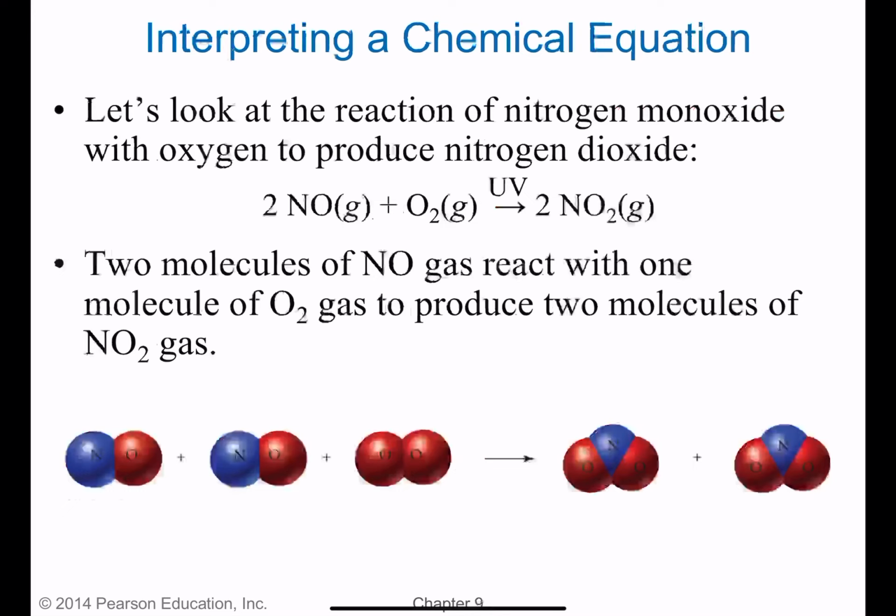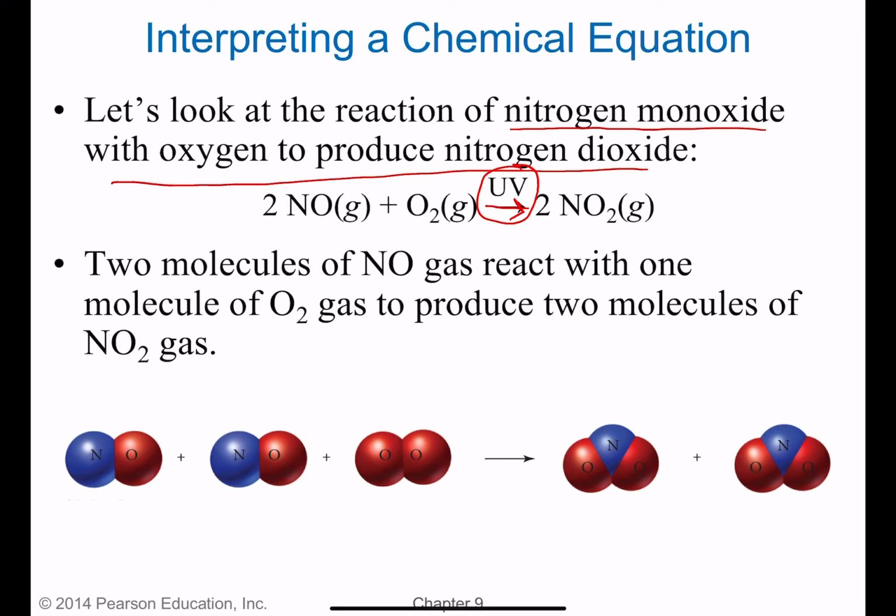So next up, interpreting chemical equations. So here's an example that we're going to look at. We've got nitrogen monoxide with oxygen producing nitrogen dioxide. So this UV over here, when we talked about chemical reactions, anything that's written over the arrow is going to be kind of like a catalyst. So in this example, it's kind of like the catalyst is UV light from the sun.